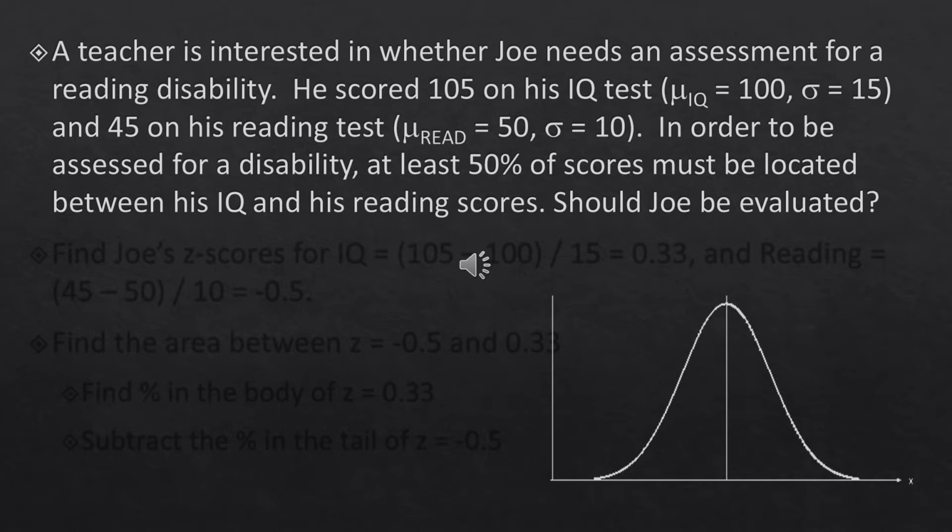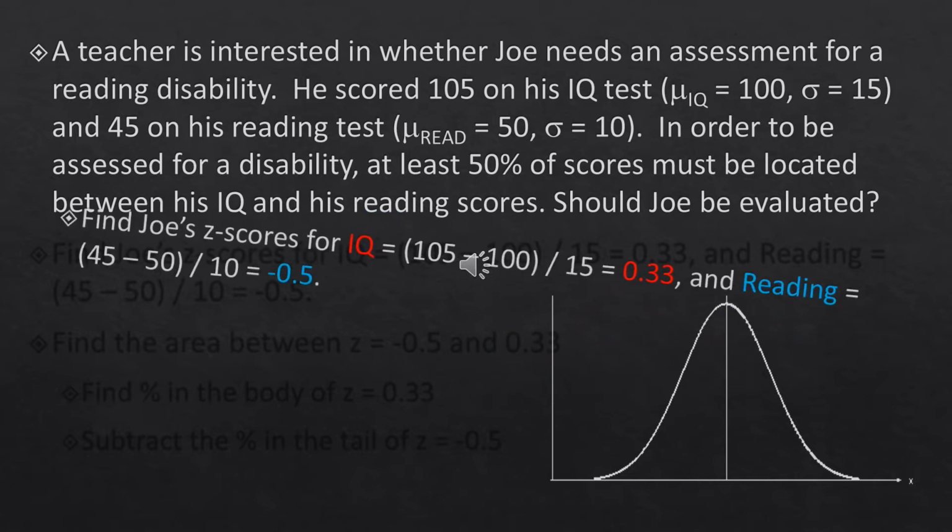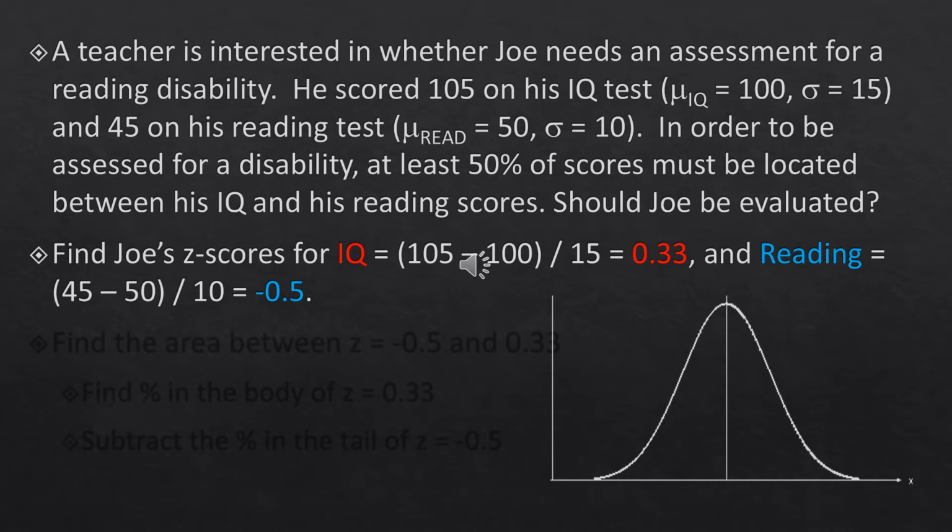And the first thing we need to do is find Joe's z-scores. So for IQ, Joe's score is 105, the mean is 100, the standard deviation is 15. The z-score is 0.33. And for the reading score, Joe's score is 45, the mean is 50, and the standard deviation is 10. And the z-score is minus 0.5.